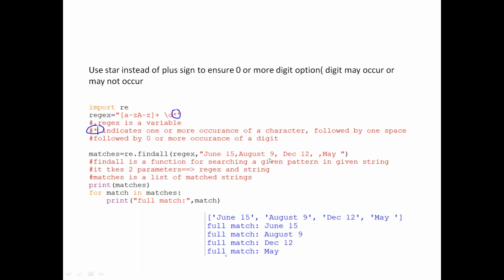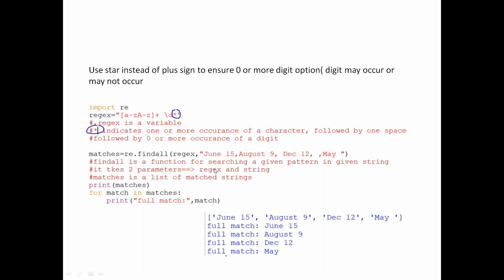So June 15, August 9, December 12, and May. May doesn't have your digit. Your dates are not there, only the May month is there. So wherever it matches this particular format, it will be stored in matches.